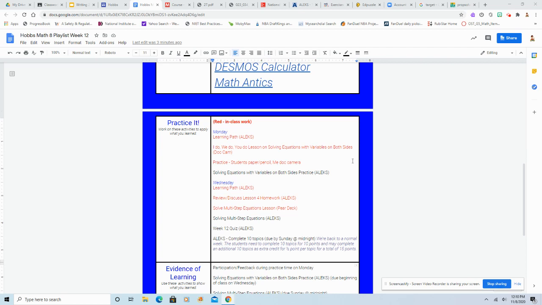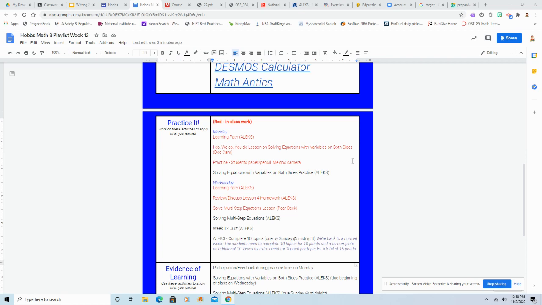Likewise, they're going to practice with paper and pencil, which I need them then to be able to take a picture of their work and download it. I need to see it. And that's their grade for that day, and you'll see down in evidence of learning, the participation feedback I received during practice time on Monday. If they're unable to take a picture and show me, they can just work me through the problem.